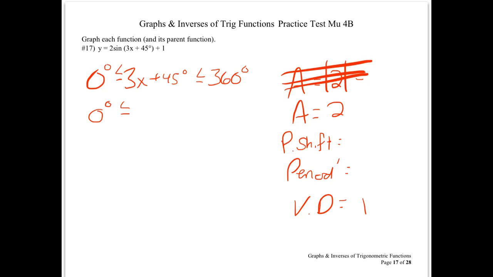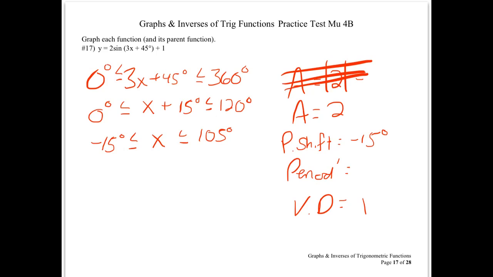0 divided by 3 is 0. 3x divided by 3 is x. 45 divided by 3 is 15. 360 divided by 3 is 120. Subtracting 15 from the left, from the middle, and from the right, I get the following. Makes my phase shift negative 15 degrees. I was starting at 0, now I'm starting at negative 15.